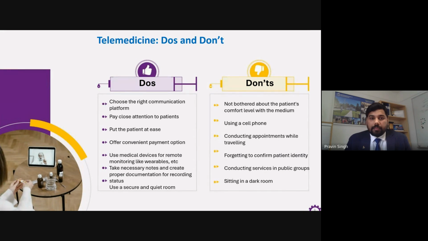And what it doesn't do: it avoids using unsecure platforms like regular phone calls for sensitive discussions, and it does not conduct appointments while distracted, for example while traveling. So it does not conduct appointments like that.